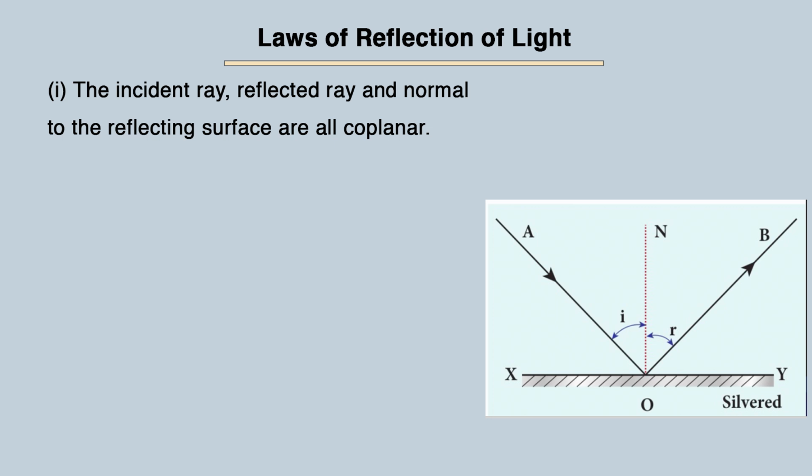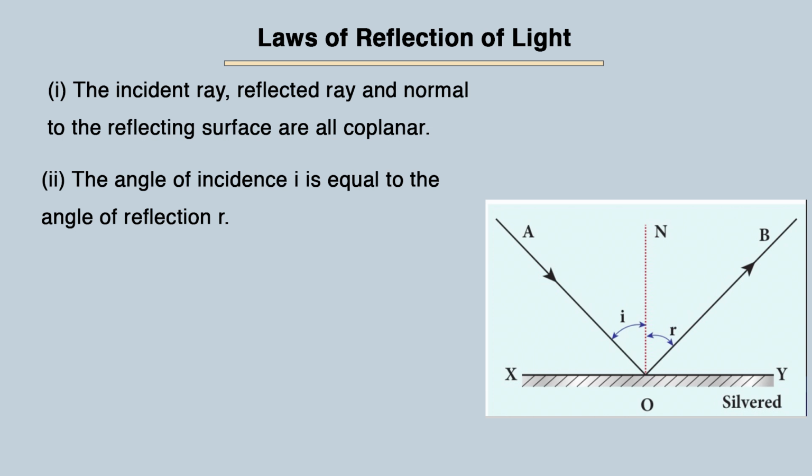If we are considering reflection of light, then obviously it follows specific laws. According to the law of reflection, shown in this diagram, the incident ray, the reflected ray and the normal to the reflecting surface are coplanar, that is, in the same plane. It is not that light is incident in one plane and the reflected ray goes in another plane. And second, the angle of incidence i is equal to the angle of reflection r. This is one of the important laws of reflection.